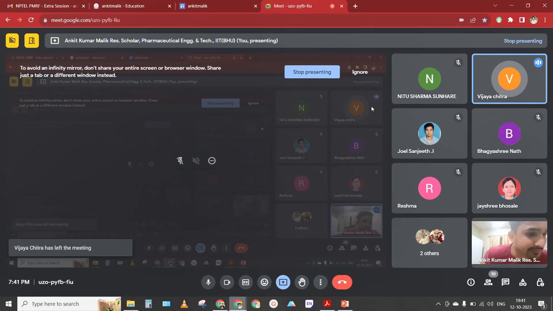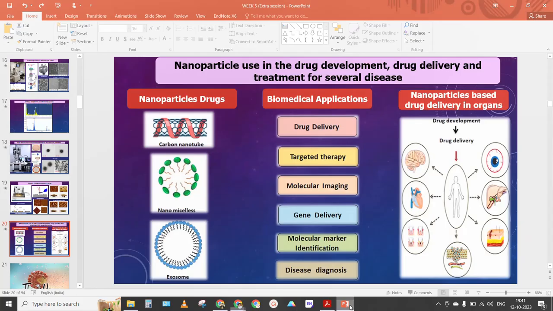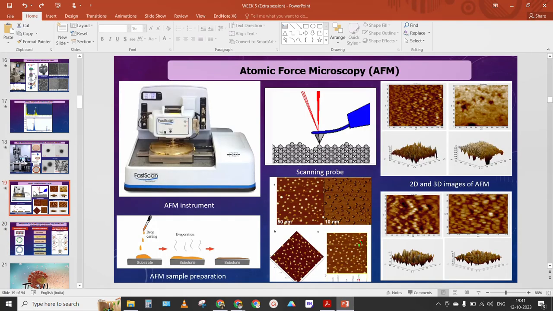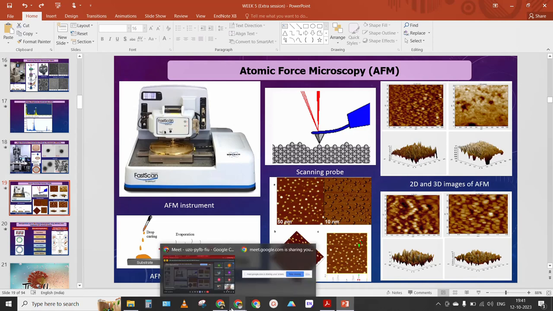In the previous slide, about AFM, the material should have some property. I had a wrong answer for this when I attended the quiz. I wrote the quiz answer as conductor. The material should be the conducting material.